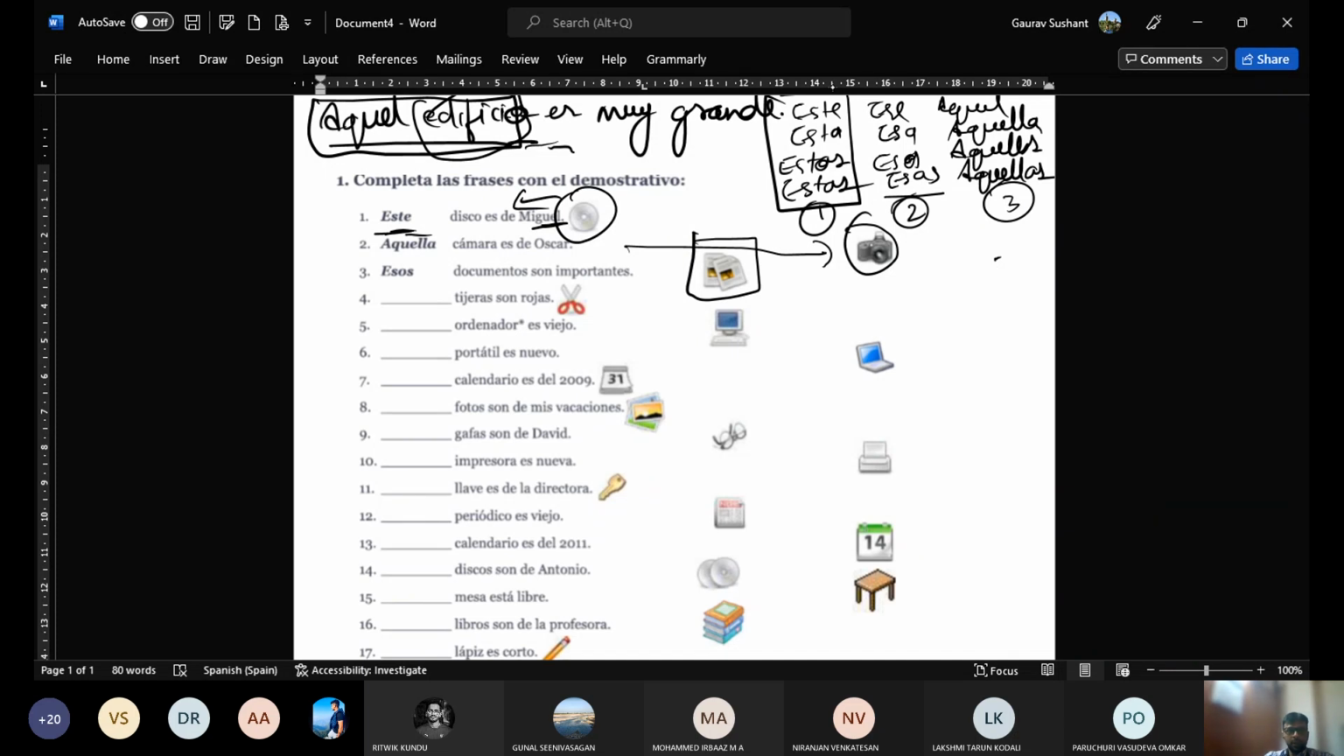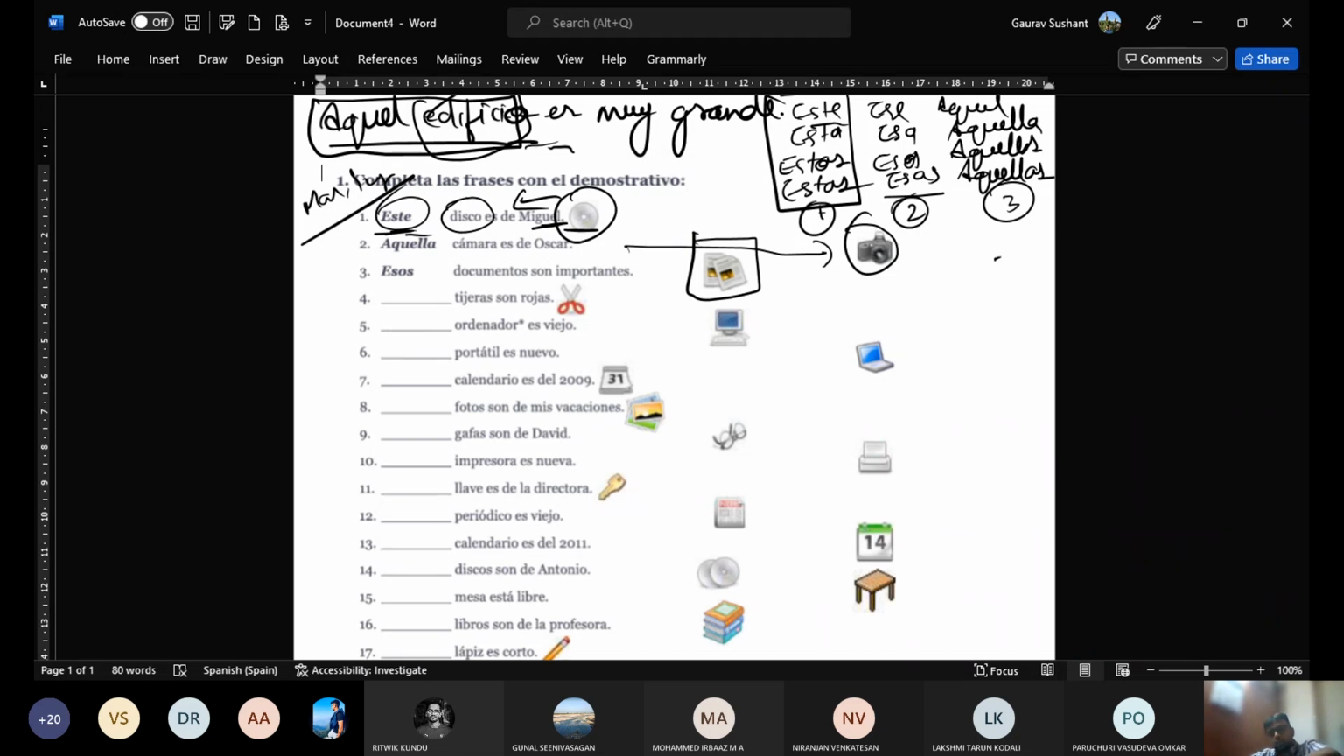So one thing is clear, that we have to select from the first group. Now within that there are four. So which one will you choose? So you have to see what is the noun given. If the noun is masculine and singular, it means you have to choose the demonstrative adjective from group 1, which is masculine and singular. So masculine and singular is este.